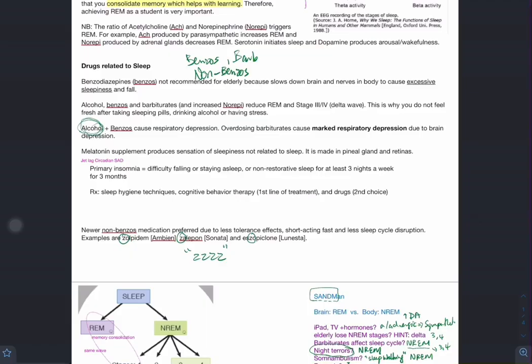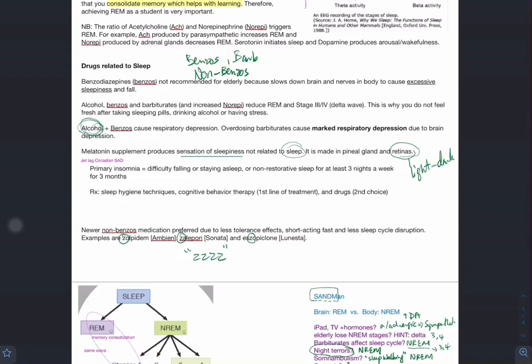Melatonin supplement produces sensation of sleepiness, but this is not related to sleep. They are made in the pineal glands as well as in your retina. Why? Because they have to do with light and darkness.